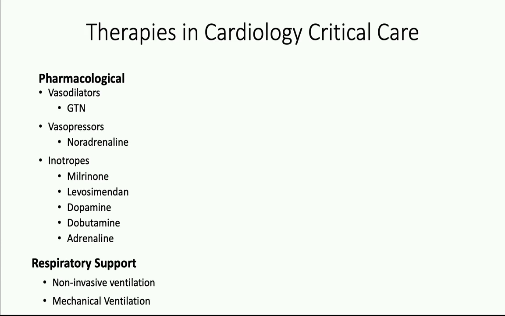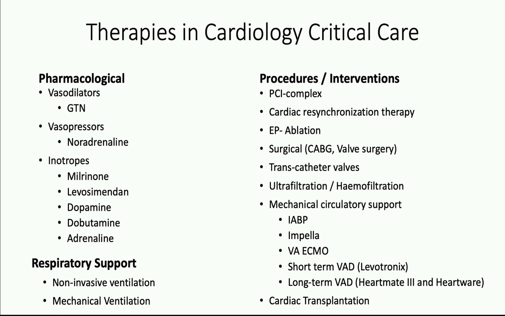In terms of respiratory support, I've mentioned the importance of BiPAP and also mechanical ventilation. Mechanical ventilation does reduce cardiac output and can allow the heart to recover. I think it's important to be aware of the potential procedures and interventions that you have access to in the critical care environment in the cardiology center, from complex PCI to CRT to ablation for treating patients with intractable VT, which may be the reason why they've ended up in cardiogenic shock.